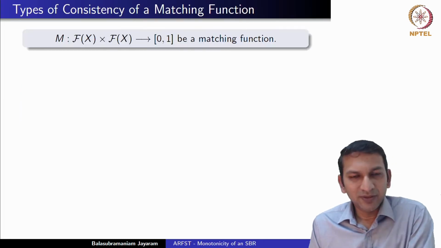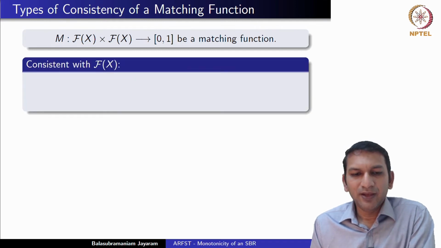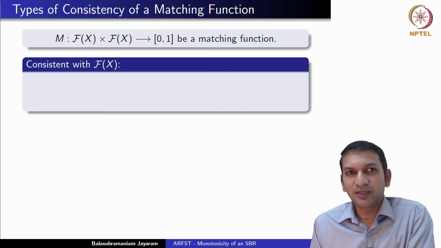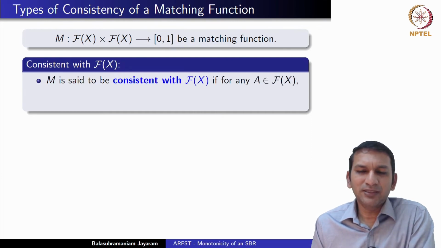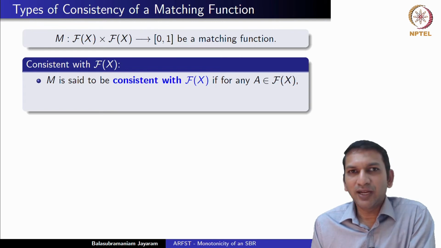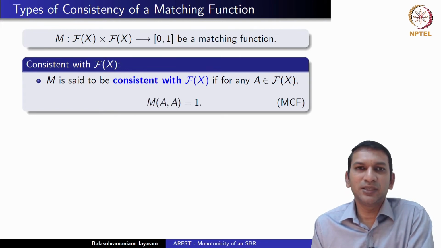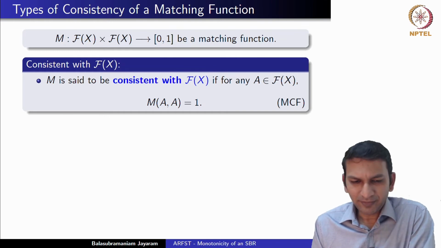Given an M, which is a function from f of x cross f of x to [0, 1], we say it is consistent with the set of fuzzy sets that we are considering if it simply ensures that for identical inputs, if a pair of identical inputs is given, then the similarity value should be 1. That means M of A, A should be equal to 1.